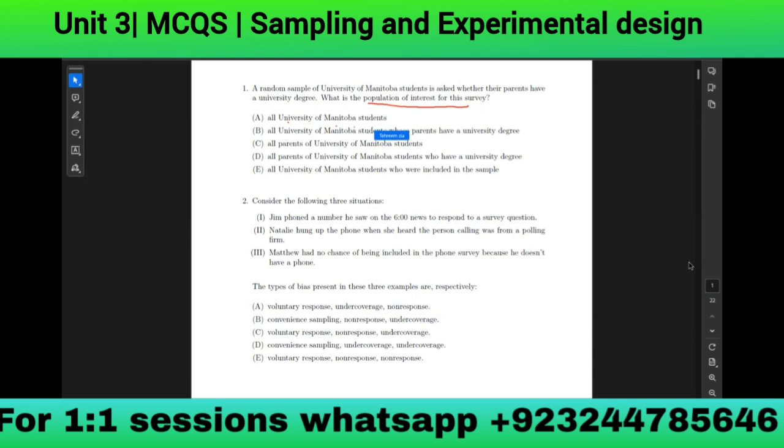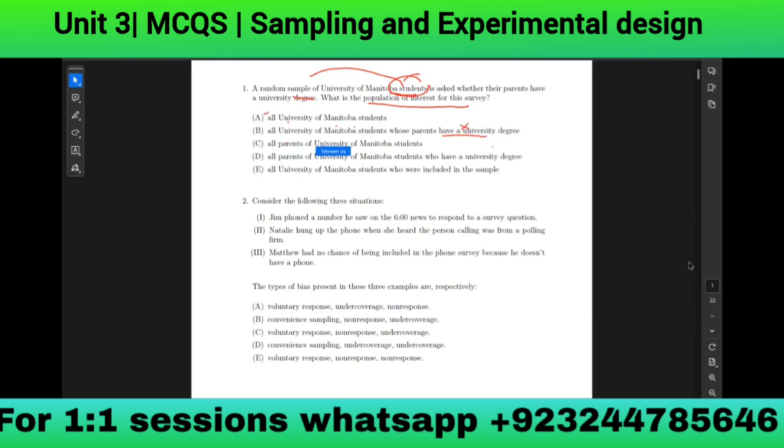The population is the entire number of people in which our consideration is being done. So basically they are asking a random sample of University of Manitoba students. They are asking this question to all the students of University of Manitoba. So this seems to be a correct answer. Let's read the next options. All University of Manitoba students whose parents have a university degree, no, because they're asking this question to find out if they have a university degree or not. So they don't know before asking whether they have or not. So this won't be the correct answer.